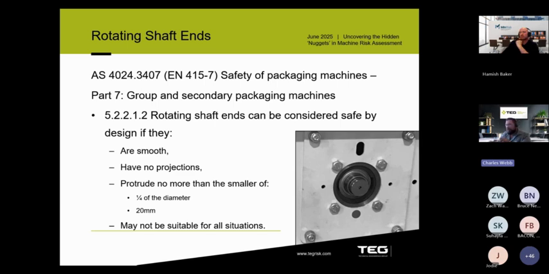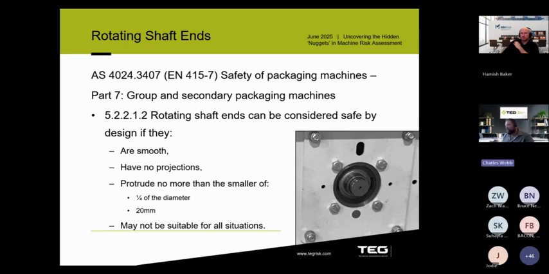So here's one example. Taking a rotating shaft end. If you've got a projecting shaft end, and it's smooth, and if you've got no projections on it, so no grub screws or pins or things like that, and it protrudes no more than a quarter of the diameter or 20 millimeters, whichever is smaller, then it can be considered safe by design.